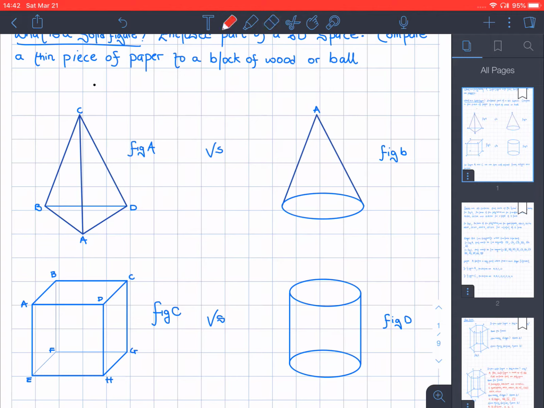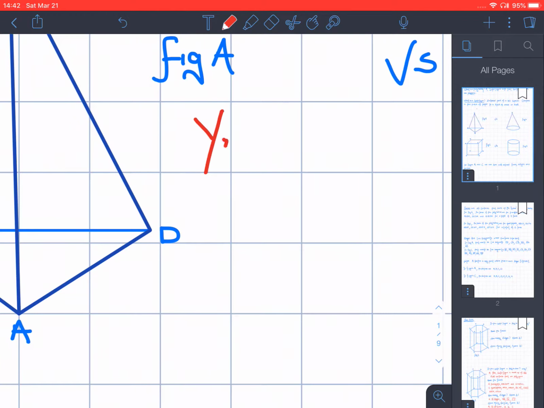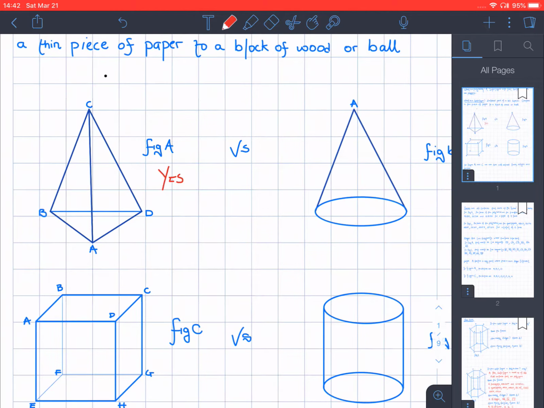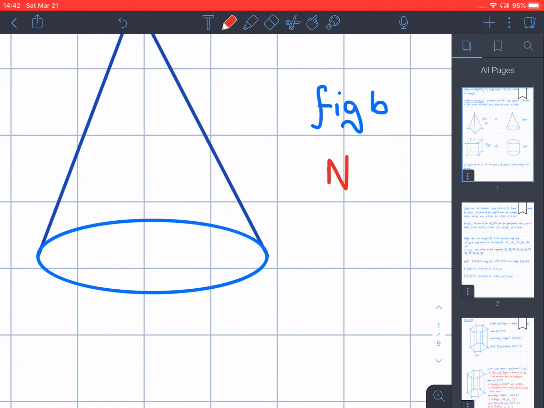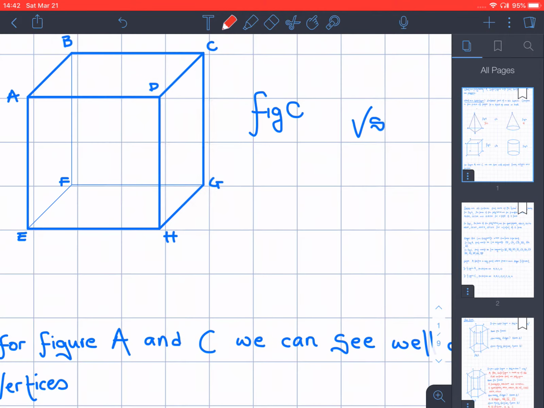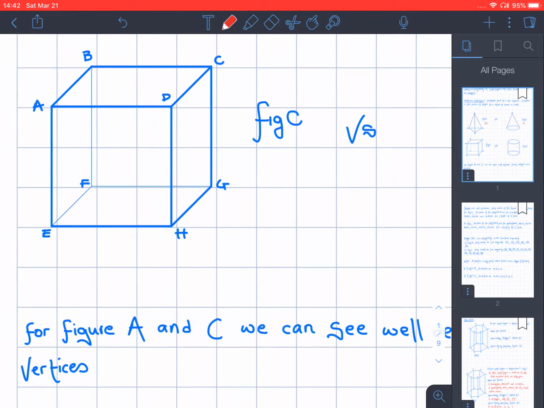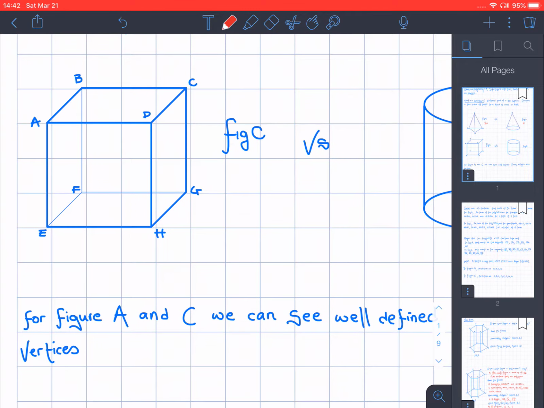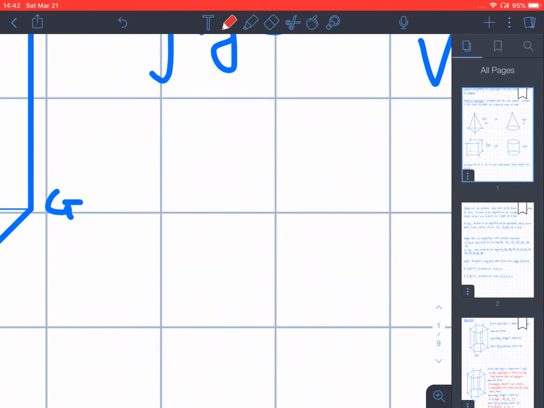I think I would just write it there. So yes for figure A and no for figure B. And if we go to figure C, we have a box, or the technical name would be a rectangular prism. As we can see, all the sides of this box are flat. All the sides of this box are polygons because they're all rectangles every which way you look, or quadrilaterals. I guess it's not specified, which makes figure C, yes, a polyhedron.